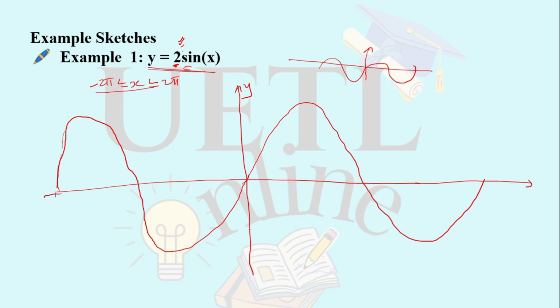This, it is only modified here. Okay, so this means that it has only affected the amplitude. This is the amplitude, it has been affected. So we just label it, it becomes 2, and this one becomes minus 2. So this is the only effect.